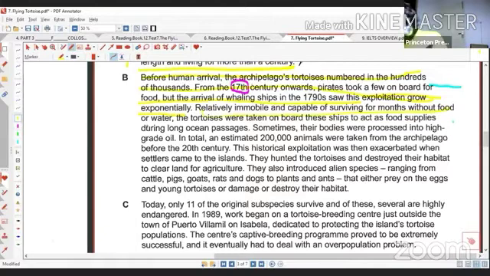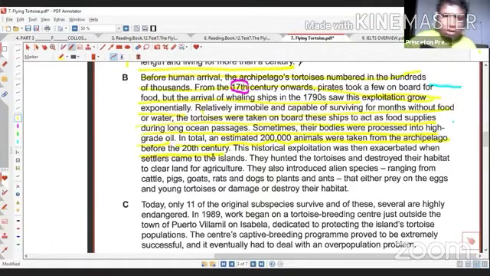Or water. Tortoises were taken on board as release ships to advance food supplies during long ocean passages. Sometimes their bodies were processed into high-grade oil. So what? There are lots of them, but humans came and they started exploiting them. Why? For food and oil. In total, an estimated 200,000 animals were taken from the archipelago before the 20th century.